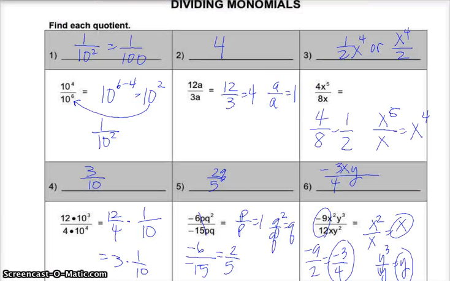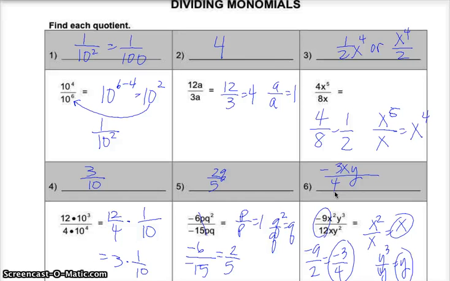Okay, so here you have the answers, so you can check them carefully. You might want to pause the screen and then see if you got all the right answers, or look at them here. So you should have gotten 1 over 100 for 1, 4 for number 2. 3 is x to the 4th divided by 2, or 1/2 x to the 4th. 4 is 3/10. 5 is 2q over 5. 6 is negative 3xy over 4. Okay, so check those. If you didn't get those right, then pause and try to go back and fix them.